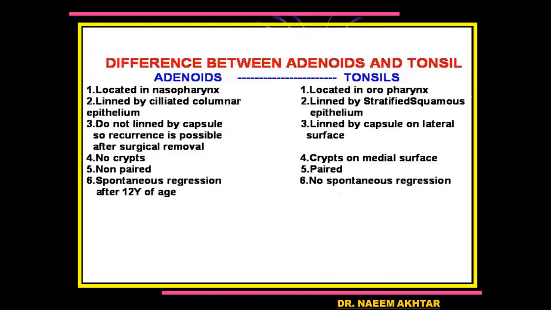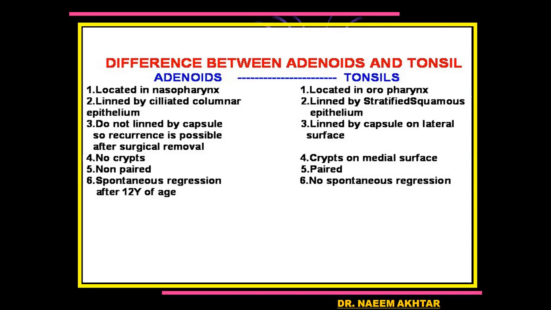There are certain differences between adenoids and tonsils. These are very important. Number one, adenoids are located in the nasopharynx, whereas tonsils, meaning palatine tonsils, are located in the oropharynx. Adenoids are lined by ciliated columnar epithelium, whereas tonsils are lined by stratified squamous epithelium. Adenoids do not have a capsule, so recurrence is possible after surgical removal. The tonsils have a capsule on the lateral surface.